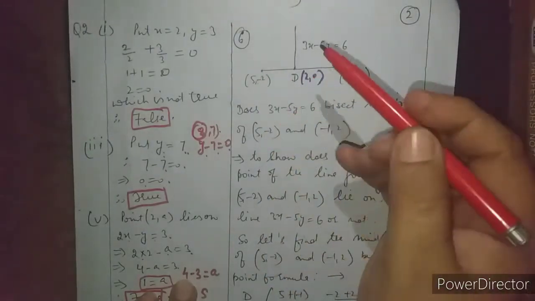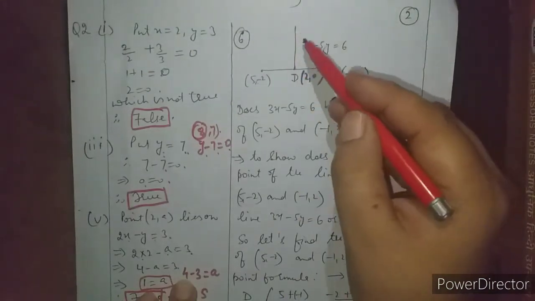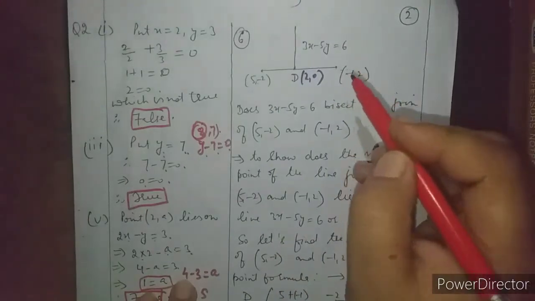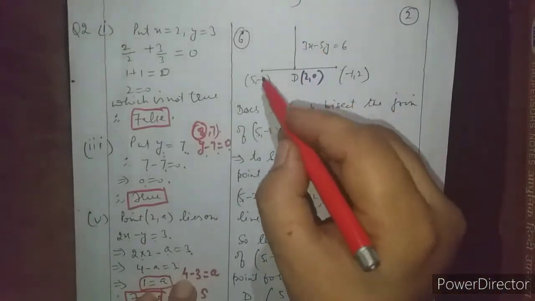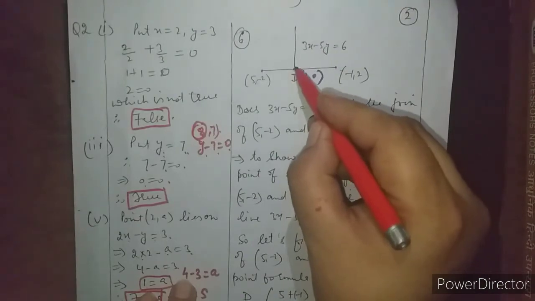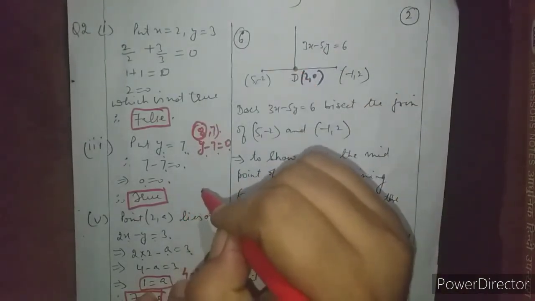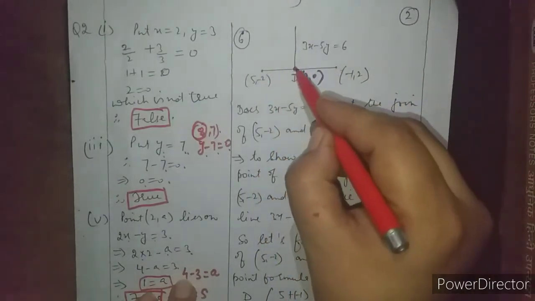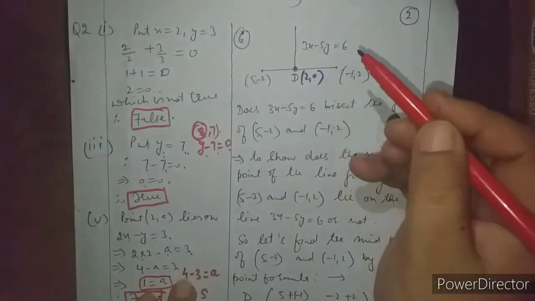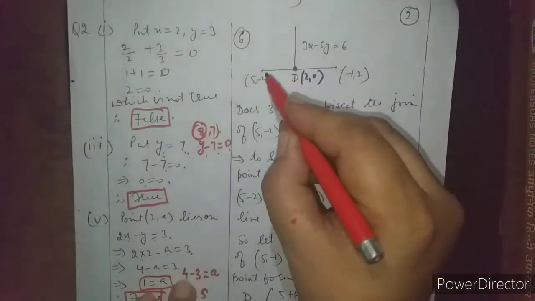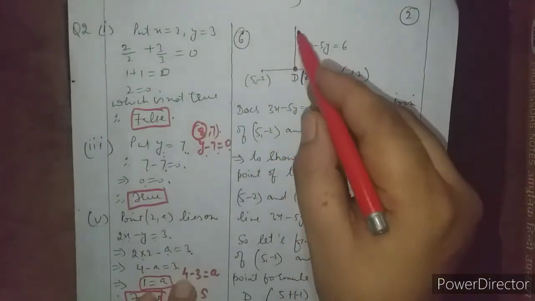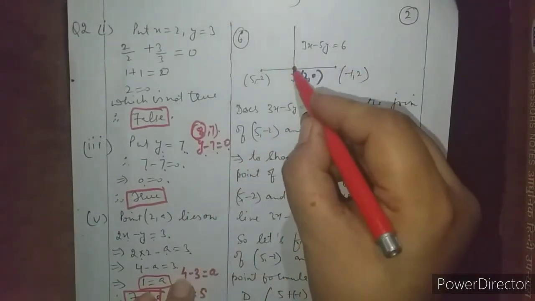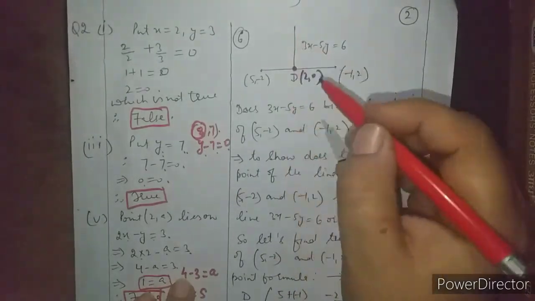Now the question is whether this line, 3x minus 5y equal to 6, bisects the join of this and this. Bisect the join means whether this line cuts the other line at its midpoint or not. Very important line. Again, see, whether the given line cuts the second line at its midpoint or not. In other words, what we want to show is whether the midpoint of the horizontal line lies on the vertical line or not.